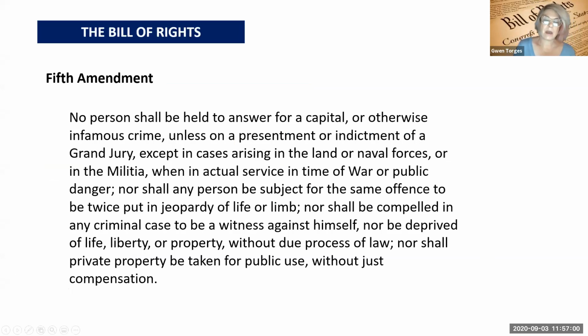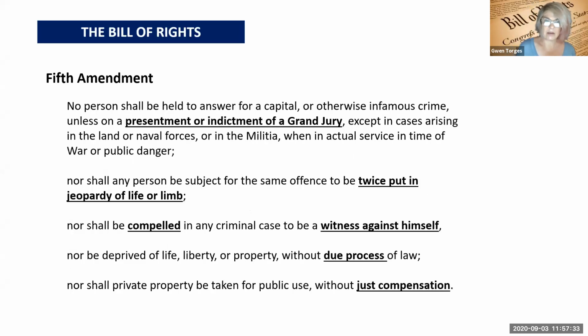No person shall be held to answer for a capital or otherwise infamous crime unless on a presentment or indictment of a grand jury, except in cases arising in the land or naval forces or in the militia when in actual service in time of war or public danger. Nor shall any person be subject for the same offense to be twice put in jeopardy of life or limb, nor shall be compelled in any criminal case to be a witness against himself, nor be deprived of life, liberty, or property without due process of law, nor shall private property be taken for public use without just compensation.